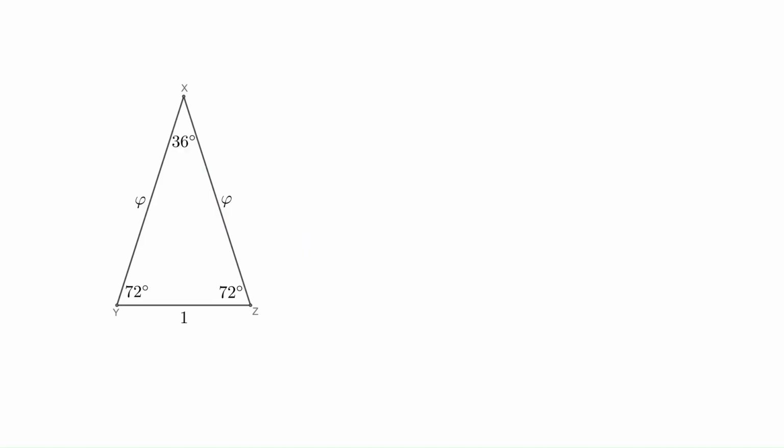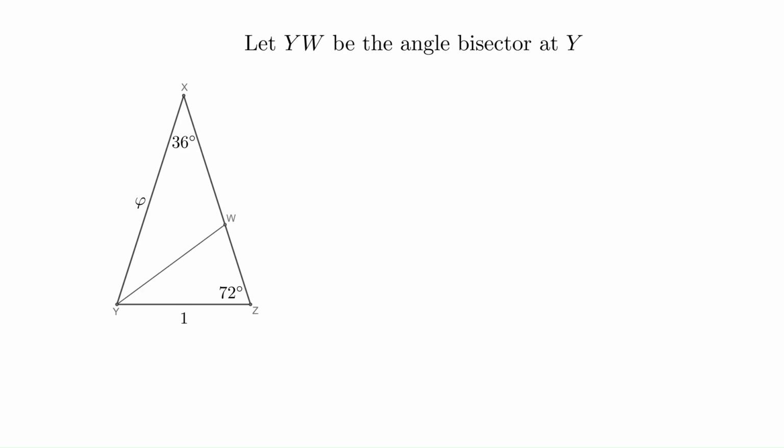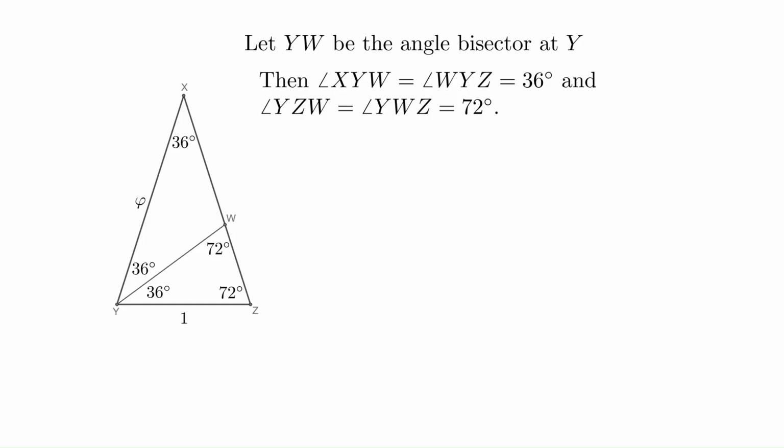Let's spend some time to review the properties of golden triangles. Assume a golden triangle XYZ has a base with side length 1. Its legs XY and XZ have length phi. Let YW be the angle bisector at the angle Y. Then the angle Y is partitioned into two angles of 36 degrees. Therefore, triangle YZW is also a golden triangle: 36, 72, and 72.